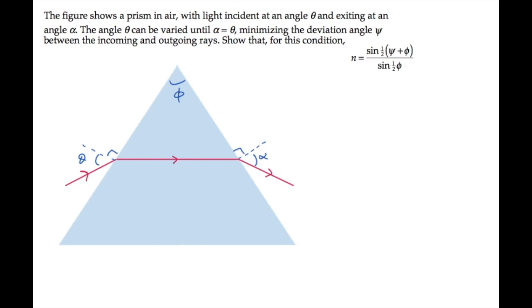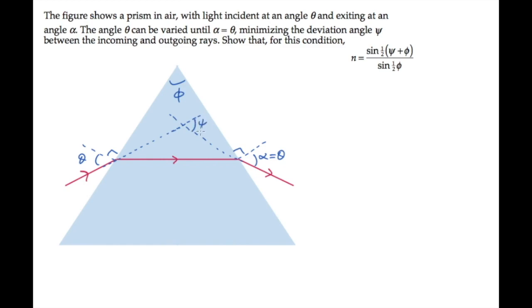This problem gives us a prism in air and asks us to show that the index of refraction n is given by this expression when we vary theta so that the light enters and emerges symmetrically. Under this condition, alpha equals theta, the light will be horizontal inside, and if we extend these lines, they'll intersect in the middle. The angle between them here is the angle of deviation.